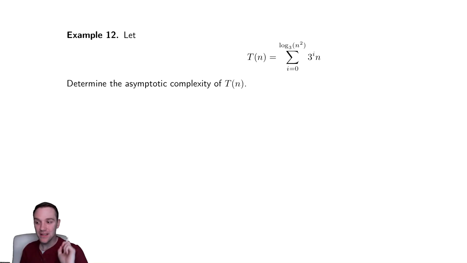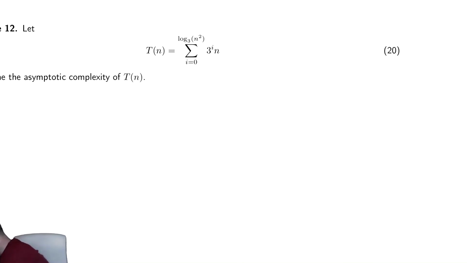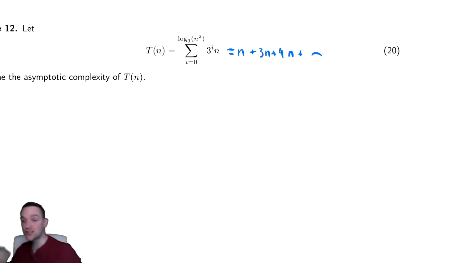For our final example of how to bound summations and determine their complexity, we're going to look at an increasing geometric sum. This is increasing because the number being raised to the i is bigger than 1, and therefore as you plug in bigger and bigger values of i, it gets bigger. This summation, if we write out the terms, is n times 3 to the 0 plus 3 times n plus 9 times n plus so on. Each term is getting subsequently bigger, so it's an increasing sum.